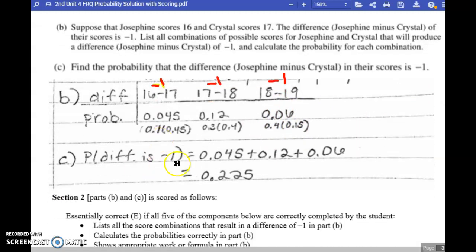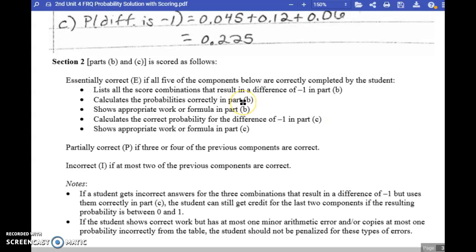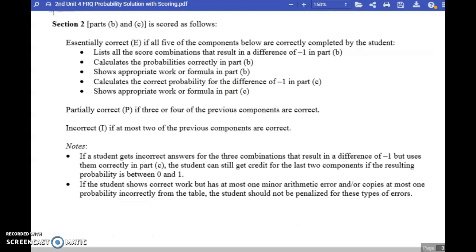And then part C is, I did this on purpose because of scoring. Scoring was B and C together here. Find the probability the difference of Josephine minus Crystal and their scores is -1. That just totals those probabilities up. So you just add those three probabilities. And then here is your scoring. I'll let you kind of do this on your own. I'll send these to your responses, but you can score yourself.